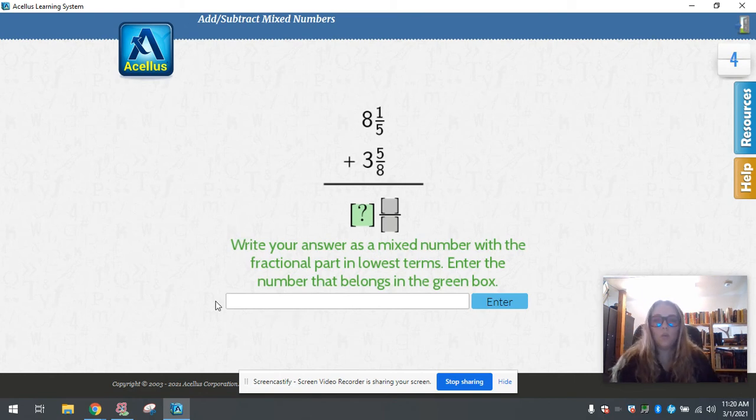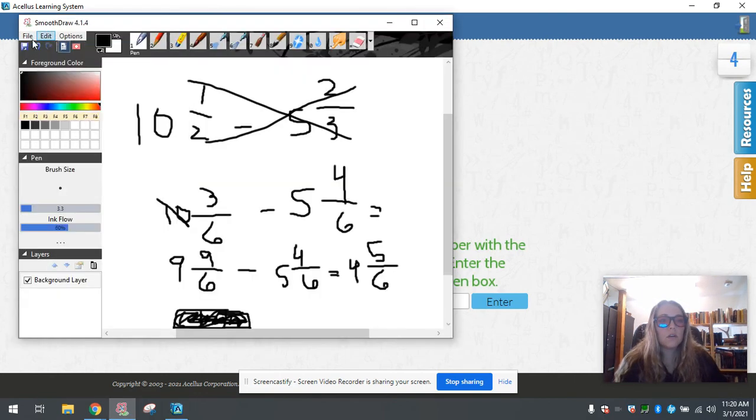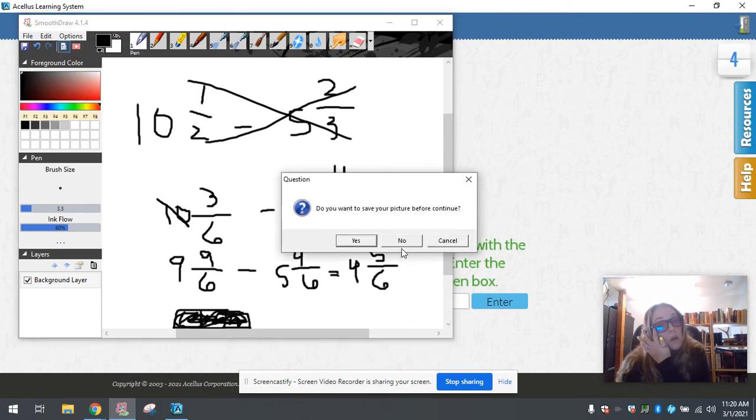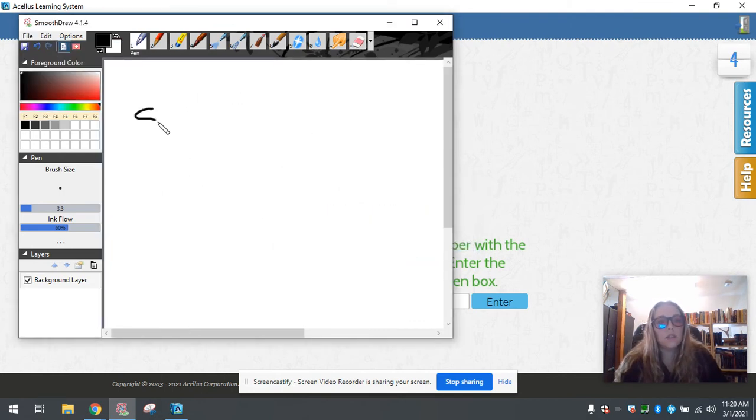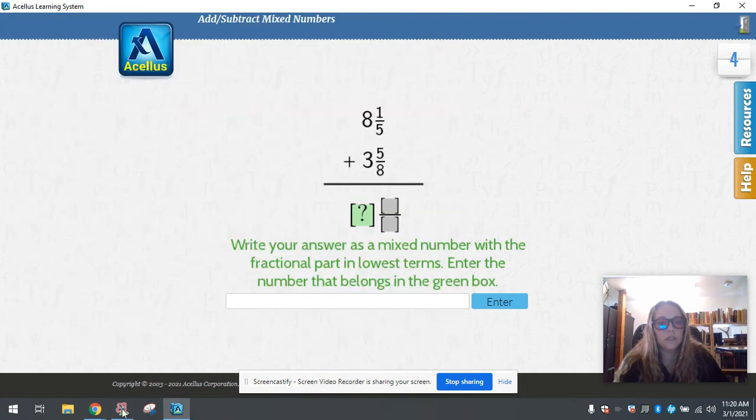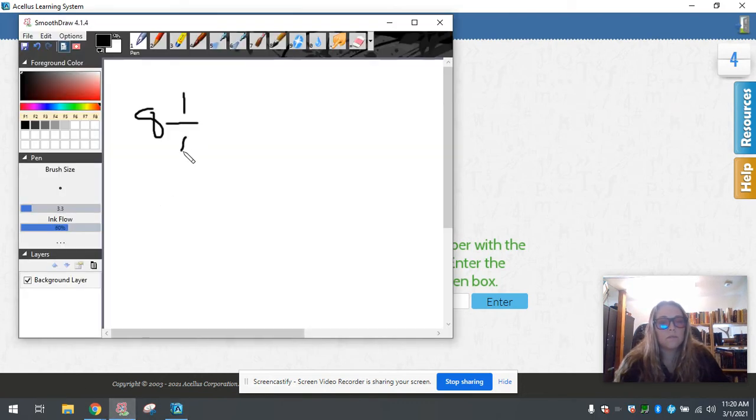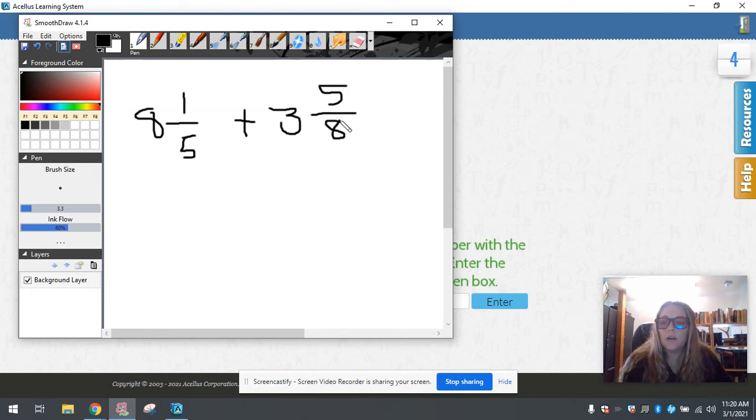Okay, 8 and 1/5 plus 3 and 5/8. I find a common denominator. I'll multiply the denominators together. 5 times 8 is 40.